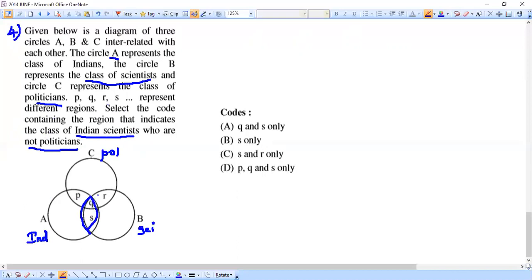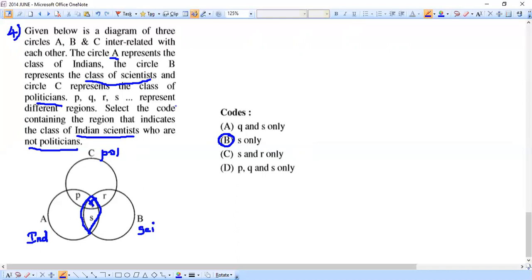We have Indian scientists here only. Let me write it clearly. Indian scientists. So we have Q and S under that, but who are not politicians. So that means in this case, Q must be rejected. So we will have only S. So only S will correspond to Indian scientists who are not politicians. So S only is available in option B, and option B is going to be our answer. Once again, a reasoning question with a very easy logic.